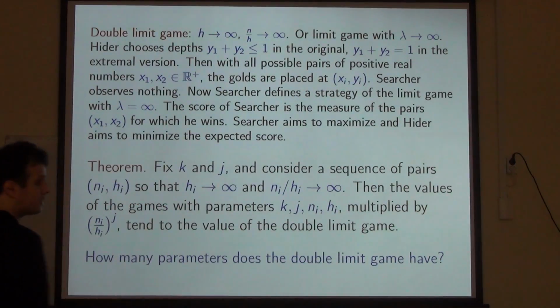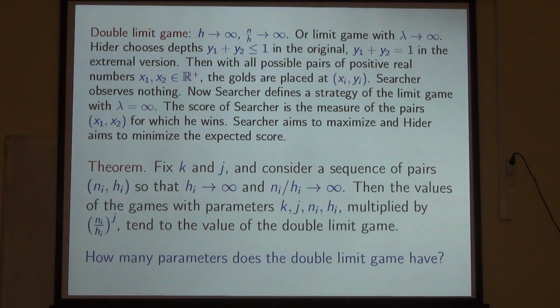Now, why is this double limit game interesting? The reason is that we have no more parameters. So we had a two-parameter problem, two integral parameters. Now you have just one problem, no parameters. If you understand this one problem, then you already get to know a lot about the entire two-parameter problem.